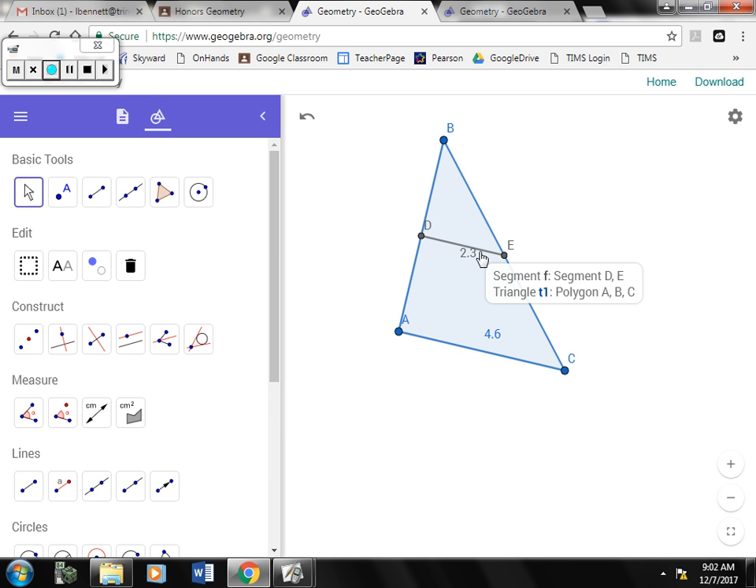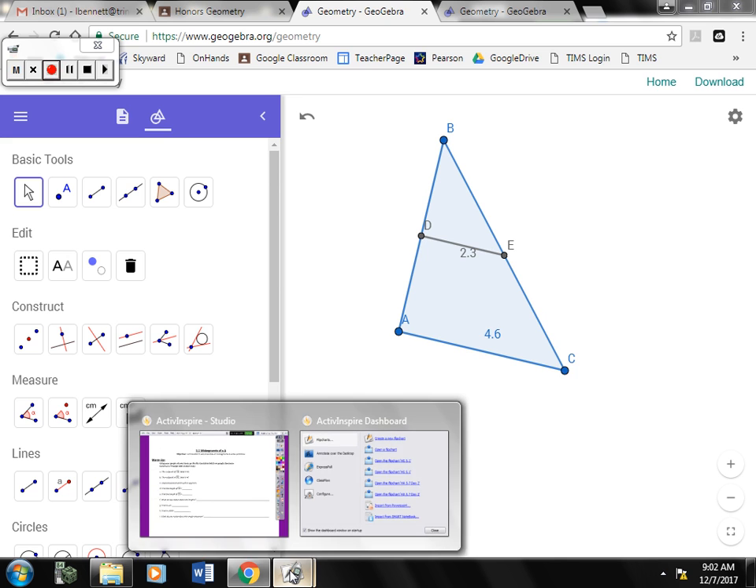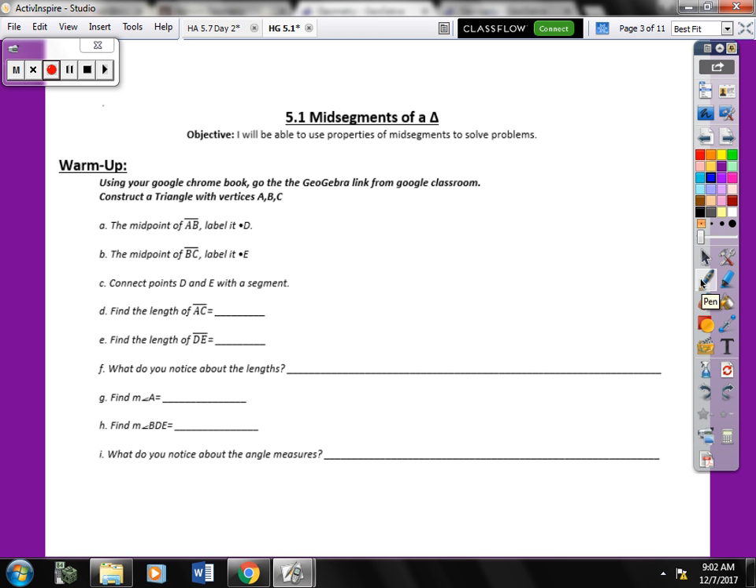Okay. So what you want to write on your paper is that you should notice that the mid-segment is half the length of the third side. Or you could say the third side is double the length of the mid-segment. So you can either half it or double it.